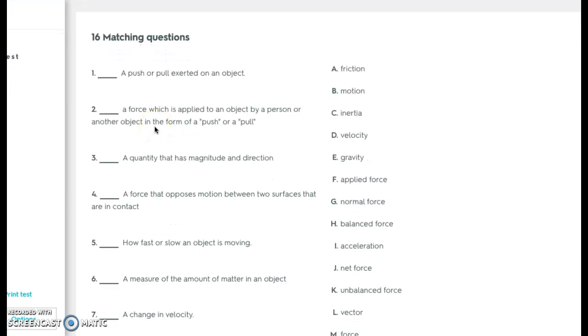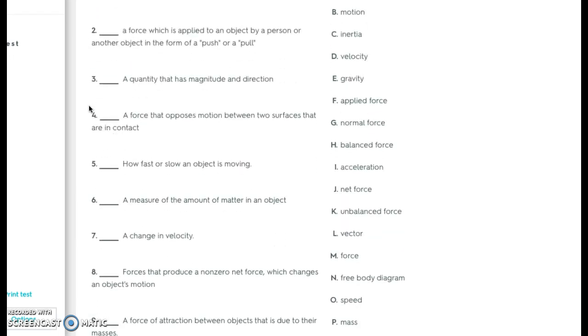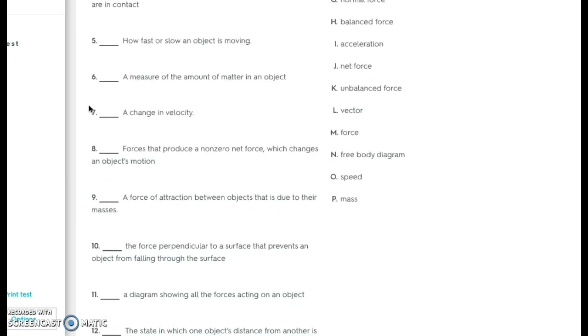Number 1, a push or pull exerted on an object. Number 2, a force which is applied to an object by a person or another object in the form of a push or pull. Number 3, a quantity that has magnitude and direction. 4, a force that opposes motion between two surfaces that are in contact. Number 5, how fast or slow an object is moving.